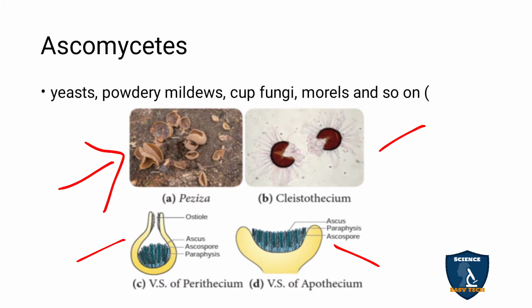When you go to the chemistry lab, you can see flask shaped glasswares. Like that, perithecium is flask shaped, but it has an opening. But cleistothecium is completely closed, and apothecium is cup shaped. These are the fruit bodies we will discuss later.